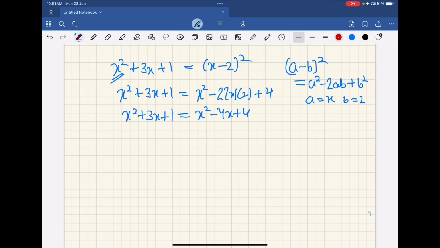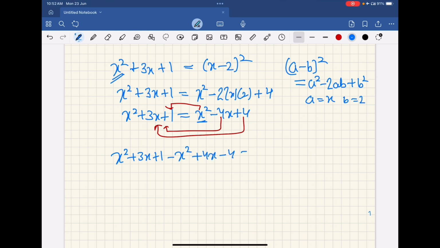Now again let us change the side. Minus 4x comes to this side and will become plus, and this will become minus 4. So let's do that. So x square plus 3x plus 1, that was our left hand side. This x square changes side and becomes minus x square, and minus 4x becomes plus 4x, and this minus 4.